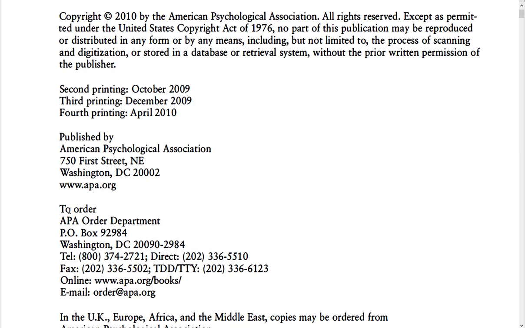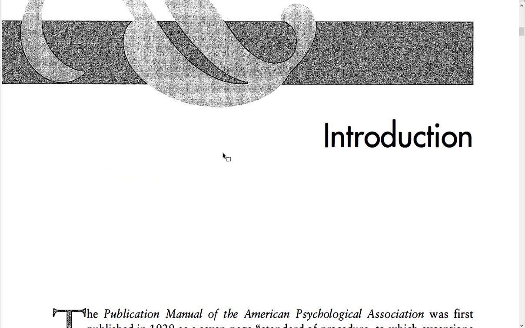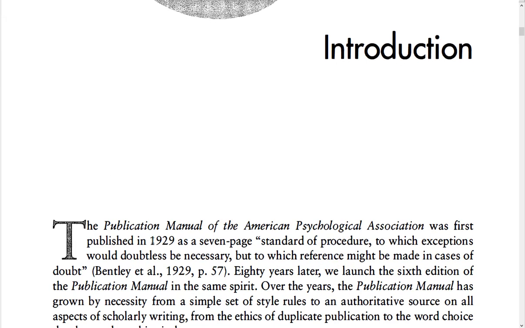So I'm going to walk you through the basic chapters. The first chapter right here is just the introduction. It tells you a little bit about the history of the American Psychological Association. For example, that the APA Style Manual, not in the form it is today, has been around since 1929. So it is the oldest of the style manuals that is actually out there.